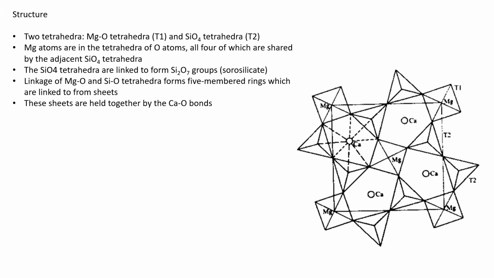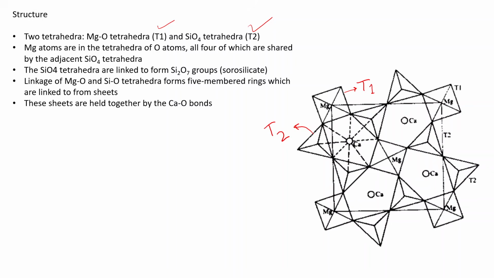Now let us look at the structure. This seems to be a very complex structure, but actually it is very easy to understand. In the structure of melilite, we come across two tetrahedra: the MgO tetrahedra, which is T1, and the SiO4 tetrahedra.